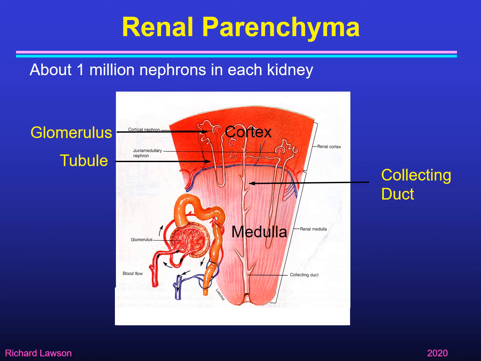Each nephron starts off with a glomerulus, which is located in the cortex and the outer part of the kidney, and then the filtrate passes down through the tubules, which dive down into the medulla through the loop of Henle, back up again to the cortex before coming back down into the medulla, where the collecting ducts gather the urine together from several individual nephrons before they gradually drain down into the calyces and the renal pelvis. So that's the system that we're talking about.